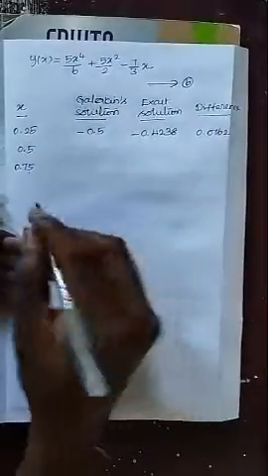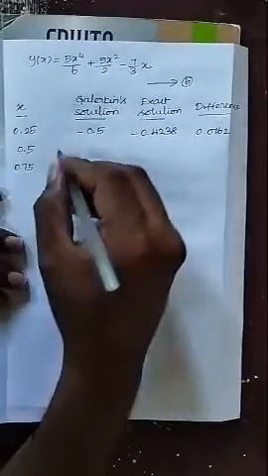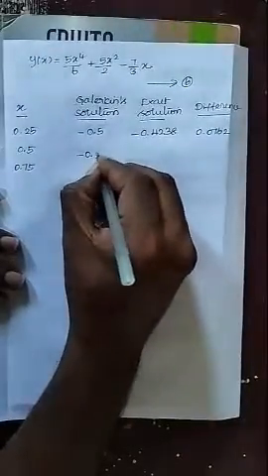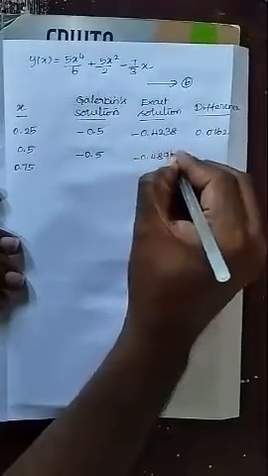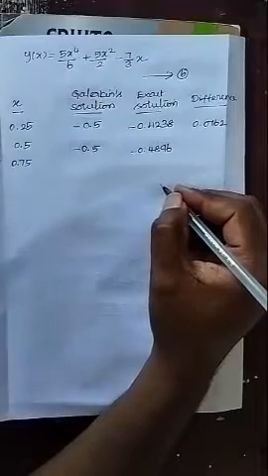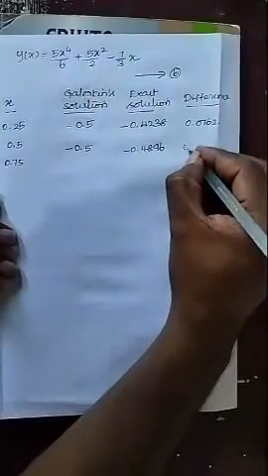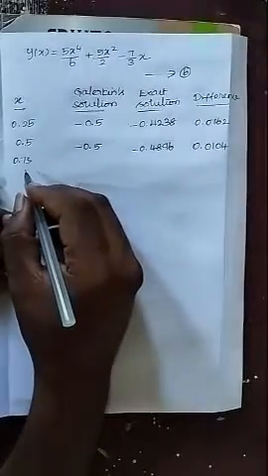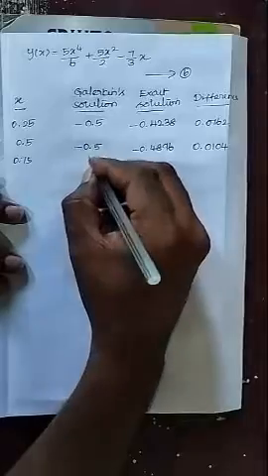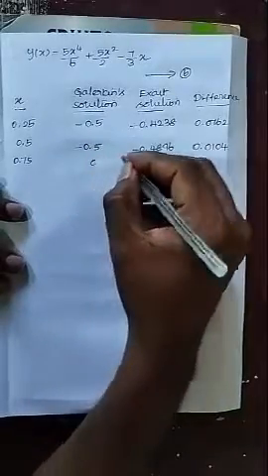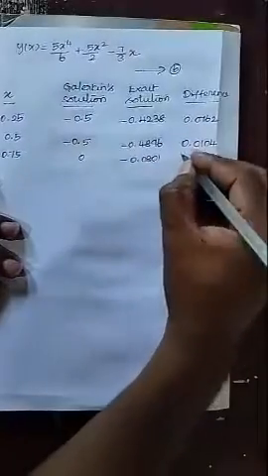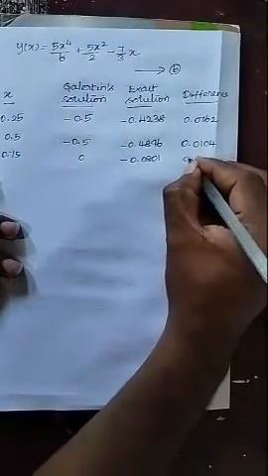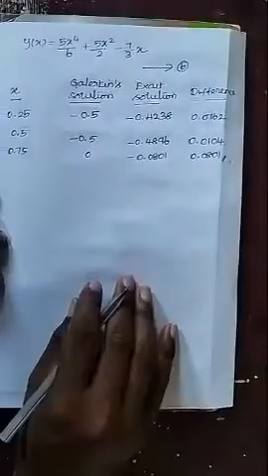Okay. Next, considering the value of x as 0.5, the Galerkin solution is minus 0.5 and the exact solution is minus 0.4896. The difference between these two results will be only 0.0104. Okay. Next, for the value of x as 0.75, the Galerkin's result is 0 and the exact solution is minus 0.0801. The deviation between these two results is only 0.0801. That's all about the problem.